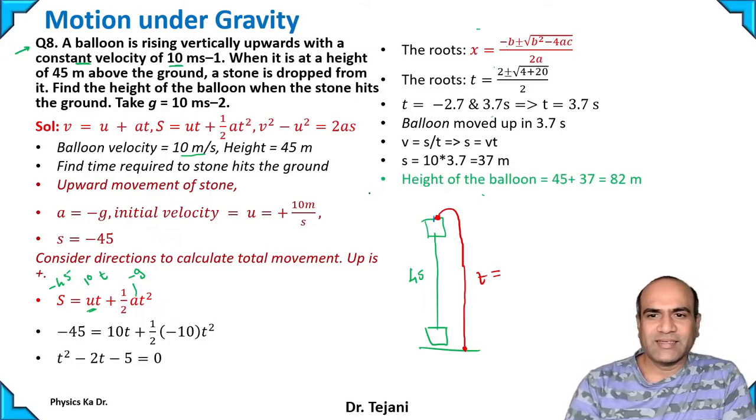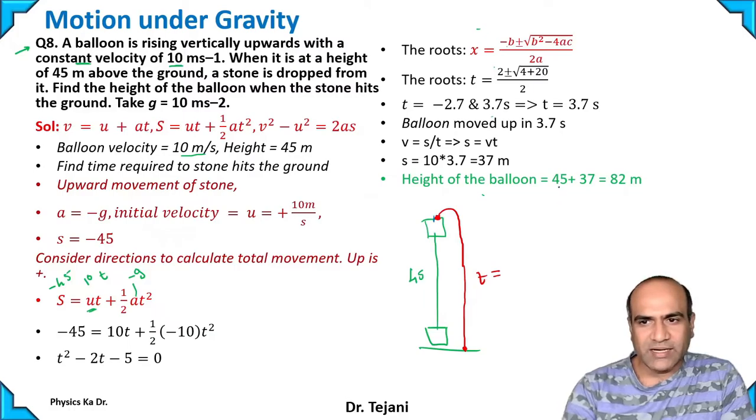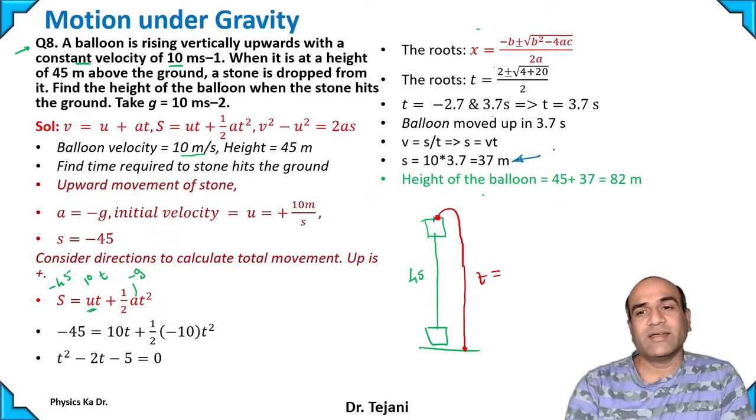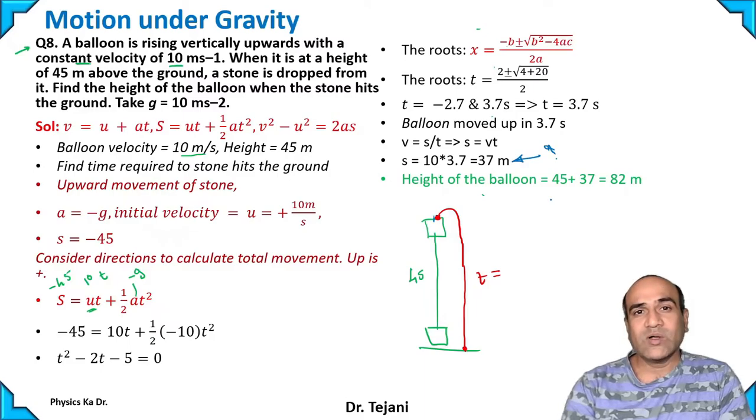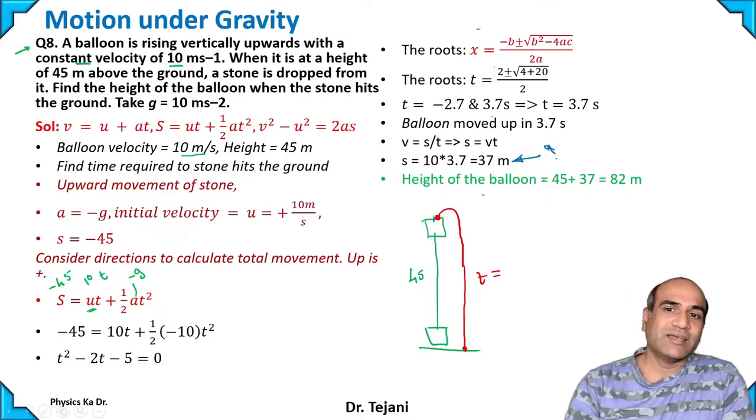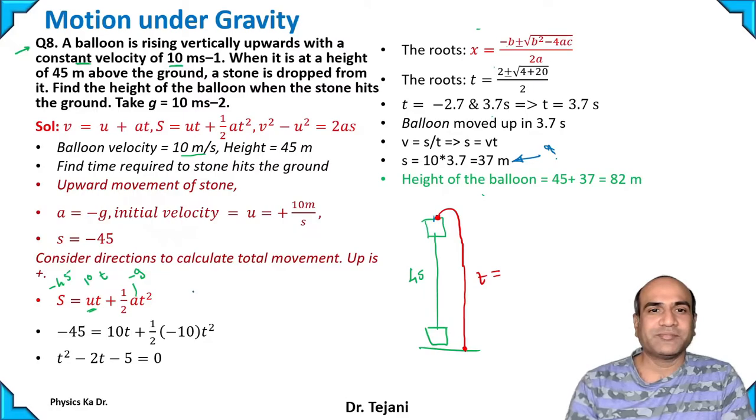So height of the balloon, we need total height. So do not make a mistake. 37 will be there in the option, but this is not the correct answer. We need a total height of the balloon, so it is 82. Right? A small detail is required to identify.